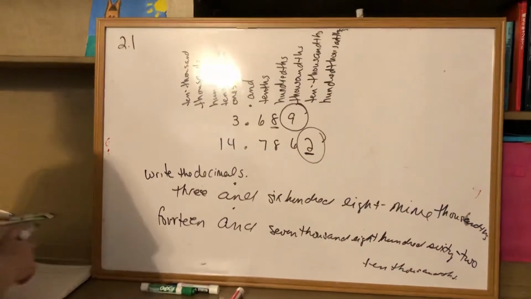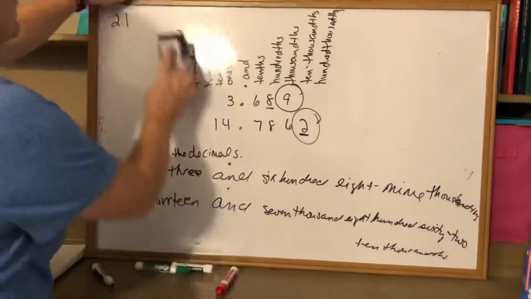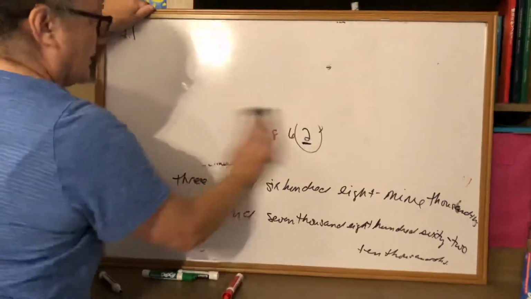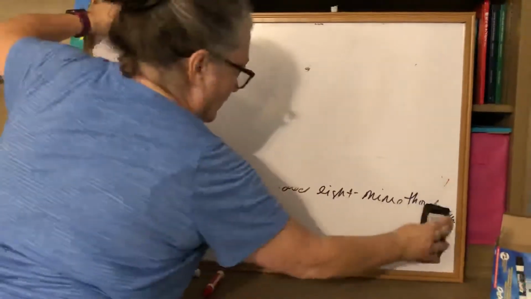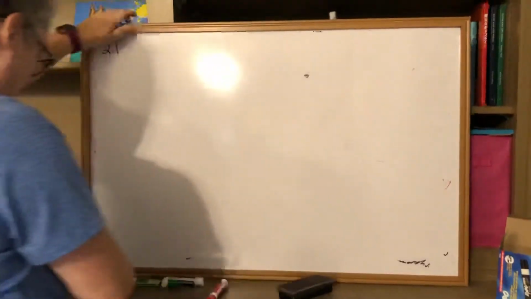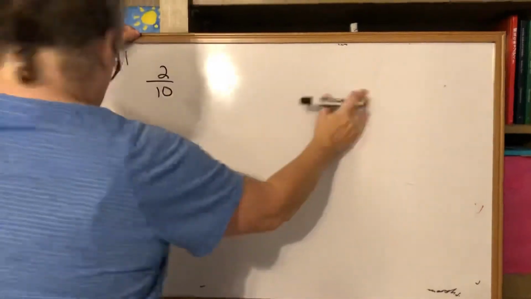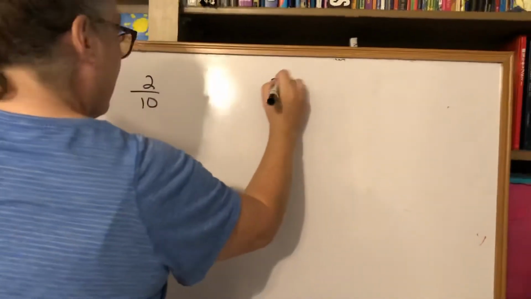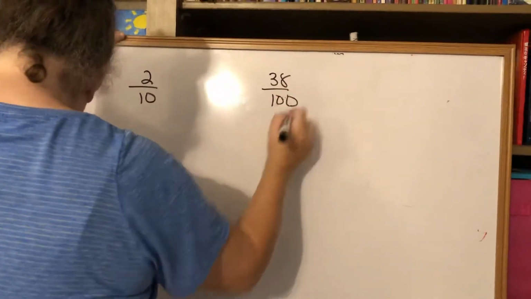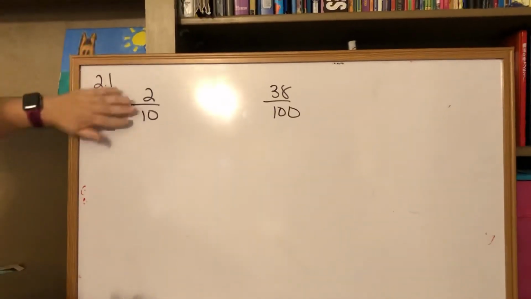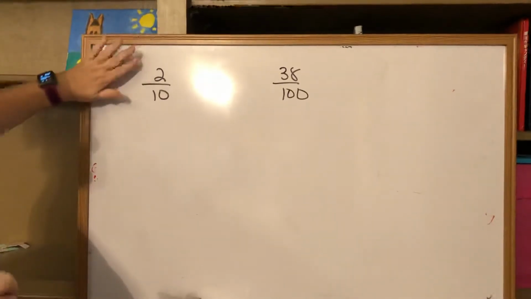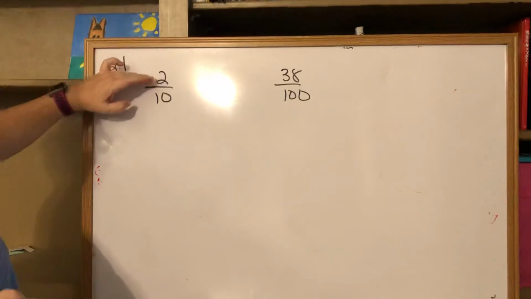We have to read some fractions next. So I'm going to take this away. Okay, we have a couple here. We're going to read these fractions. This is not 2 over 10. This would be read as 2 tenths.